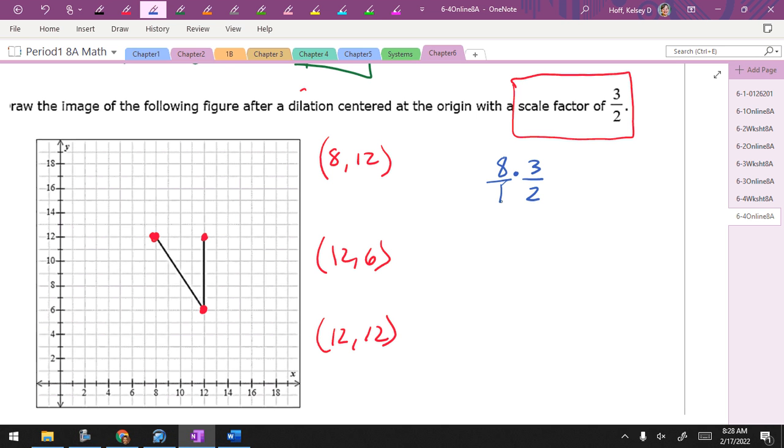Yeah, cross simplify. Is there anything diagonally that can cross out or reduce? 8 and 2. Okay, 2 goes into 2 once. 2 goes into 8 4 times. Now what do I do? Times across. 4 times 3. 1 times 1. 1. So really, 8 times 3/2 is 12. What does that mean? It means this 8 now becomes a 12.